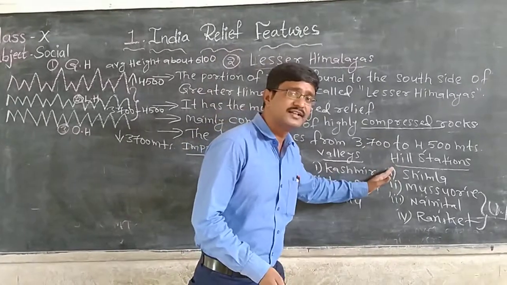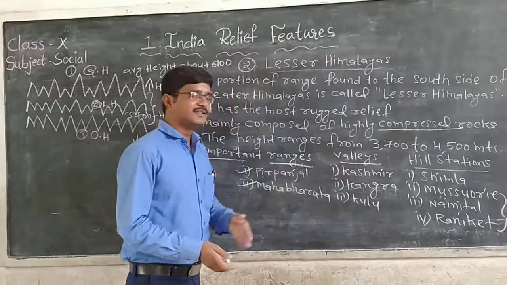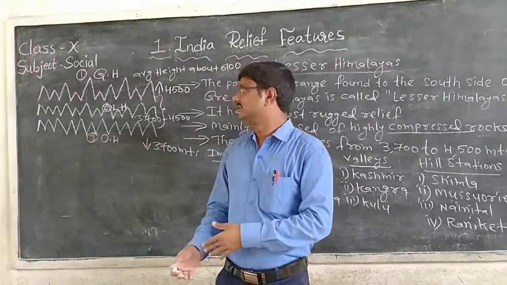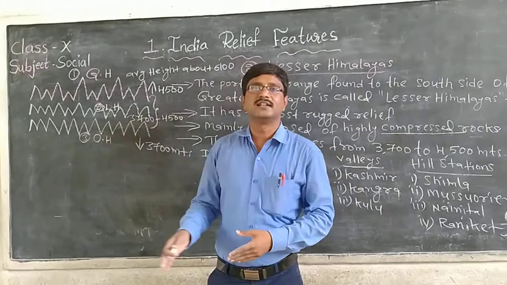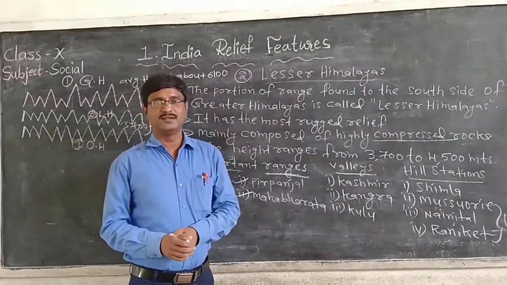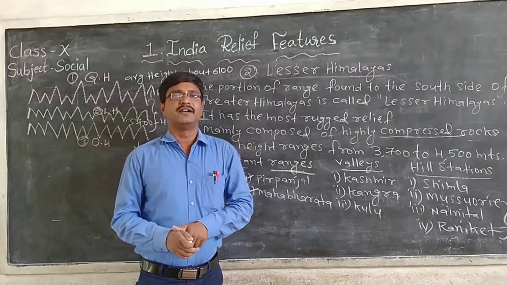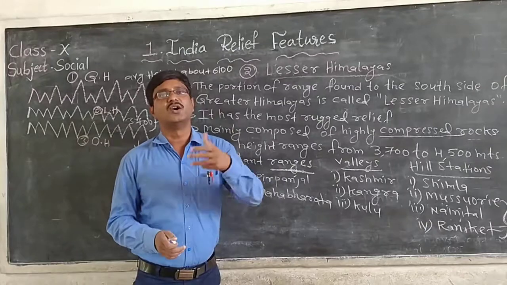In which Himalayan range are these hill stations, valleys and ranges located? All these ranges are located in the Lesser Himalayas region. Okay, this is the information about Lesser Himalayas. And now we will learn about the third Himalayan range, that is Outer Himalayas.